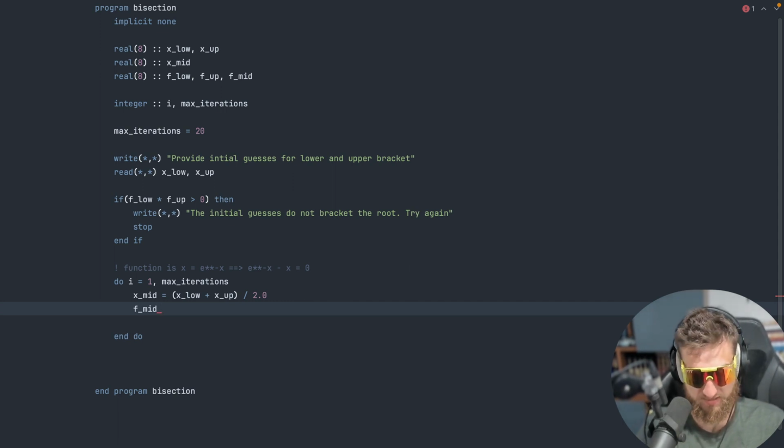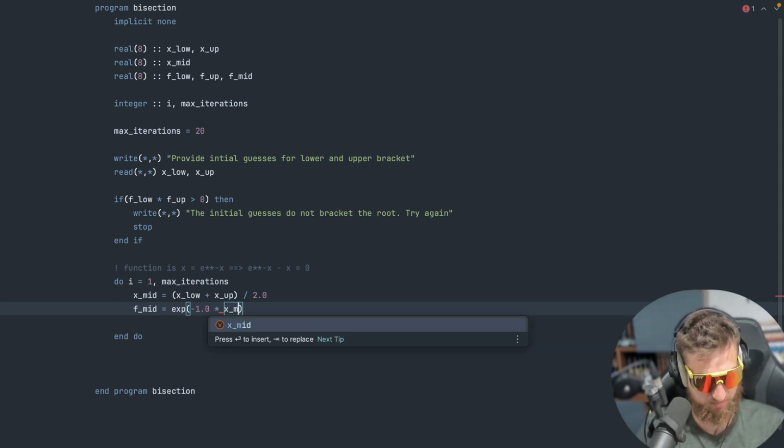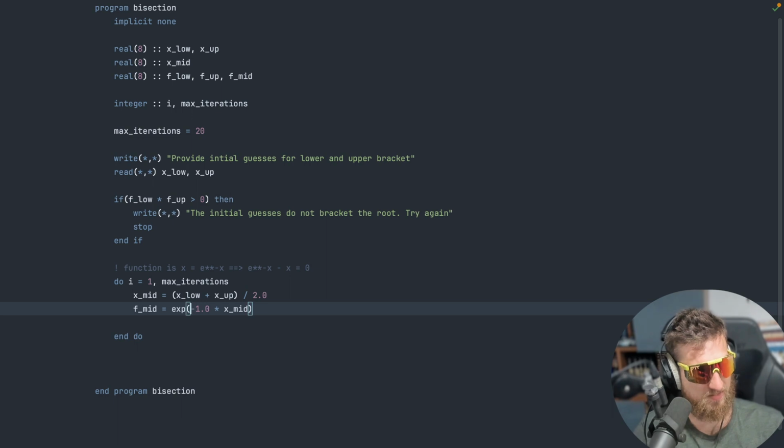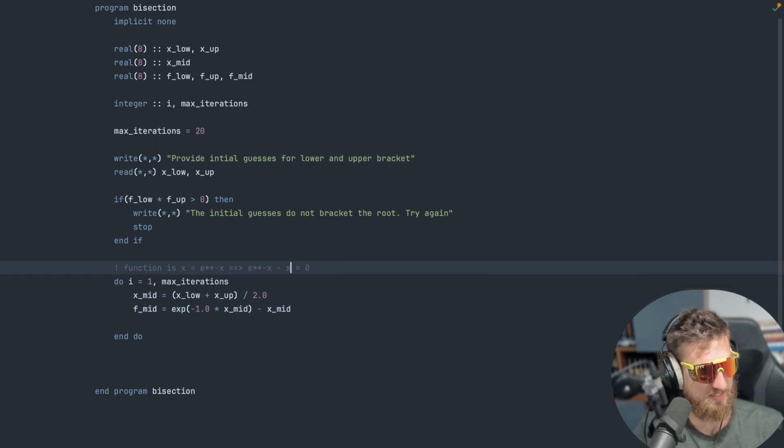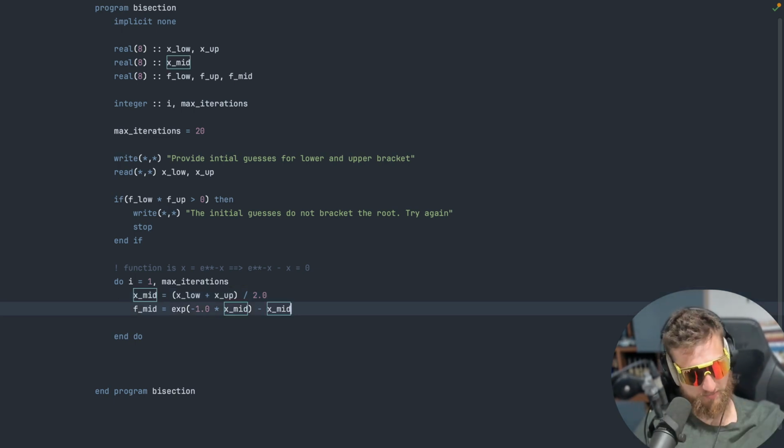So f mid is going to equal, and there's a representation of e in Fortran, it's just exp, e raised to the power of something, so it's going to be minus 1.0 times x mid. You could even maybe do 0 minus x mid, I don't know. I'm just going to multiply it by -1 times x mid. So that's e to the minus x, because x is x mid. We've calculated the value of the function at the midpoint.